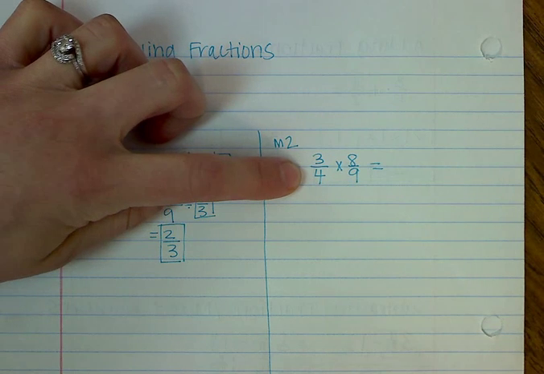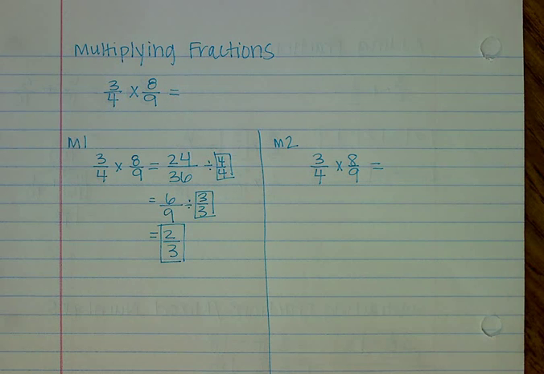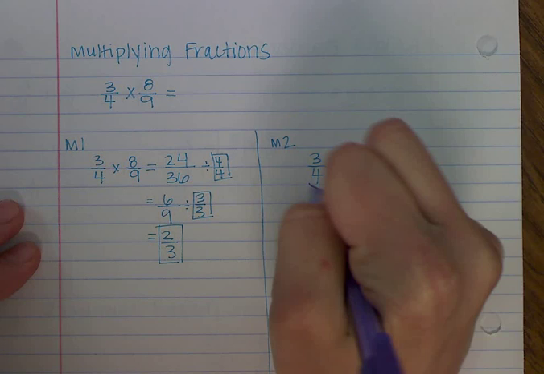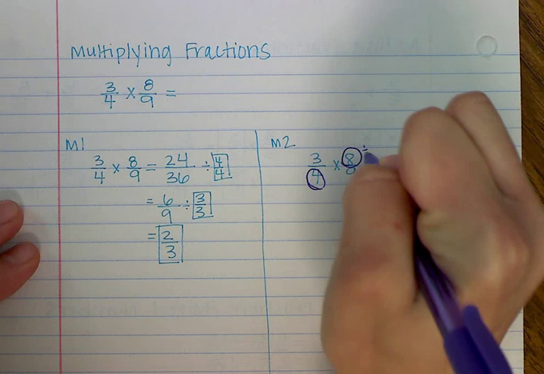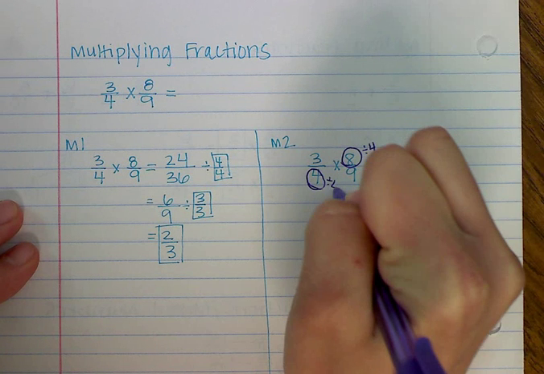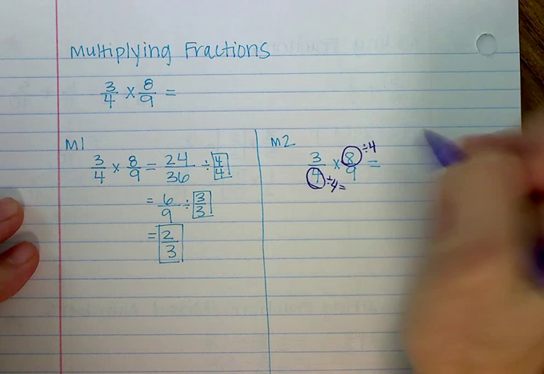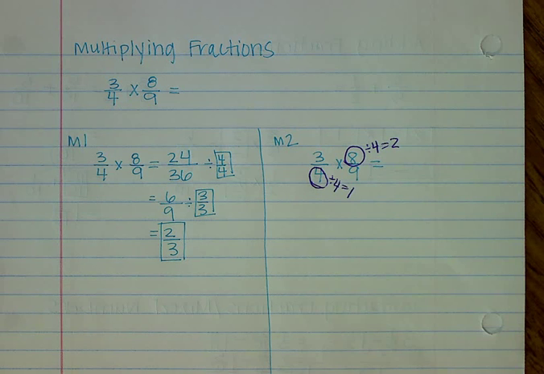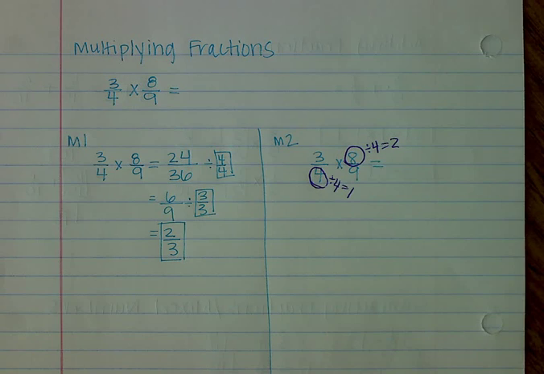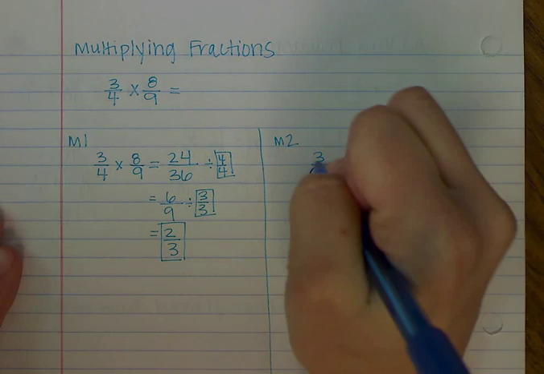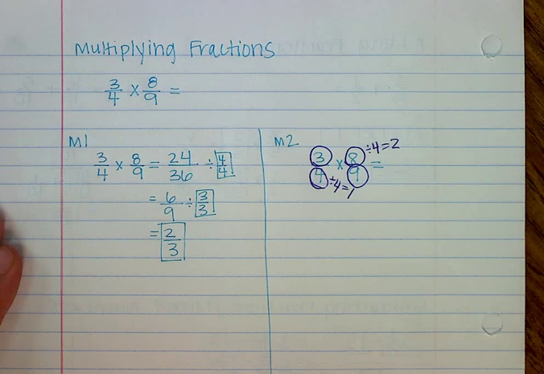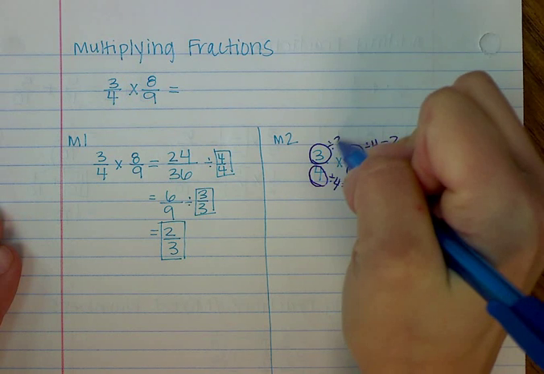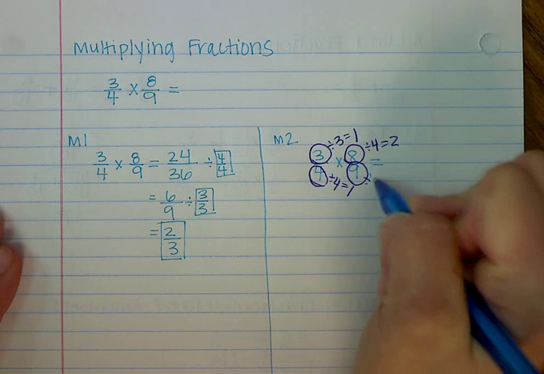So I'm looking for something in the numerator and something in the denominator that I can divide by the same number. And the first thing that I notice is that I can divide this 4 and this 8. Well, I can divide them both by 4. So I have 8 divided by 4 is 2, and 4 divided by 4 is 1. And then I notice that I can divide this 3 and this 9 by the same number, and that's 3. So 3 divided by 3 is 1, and 9 divided by 3 is 3.